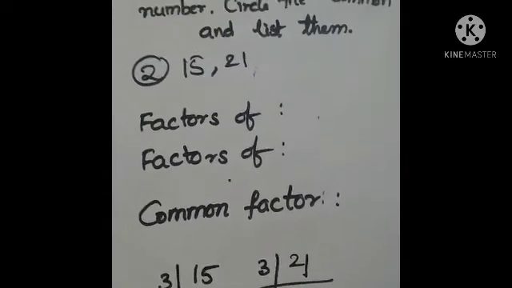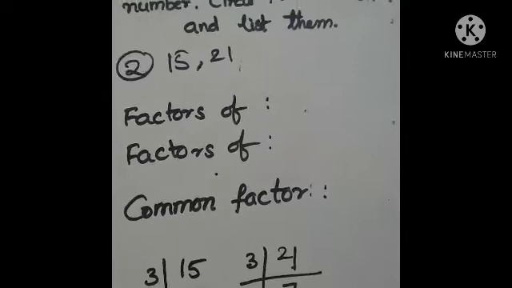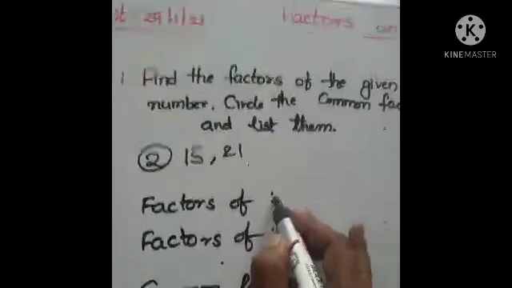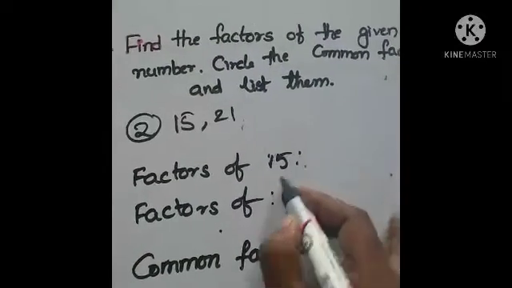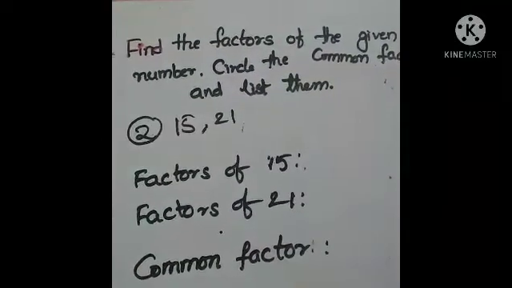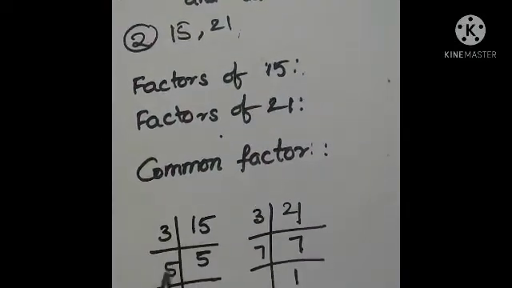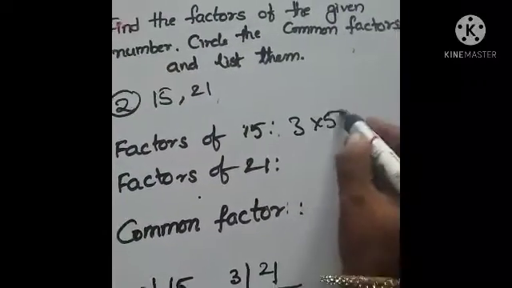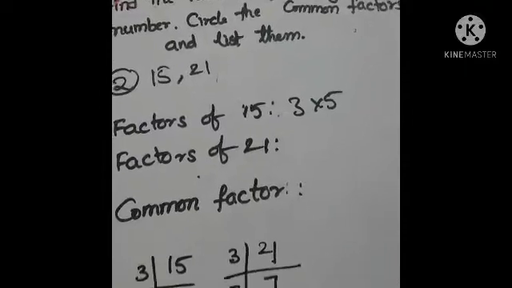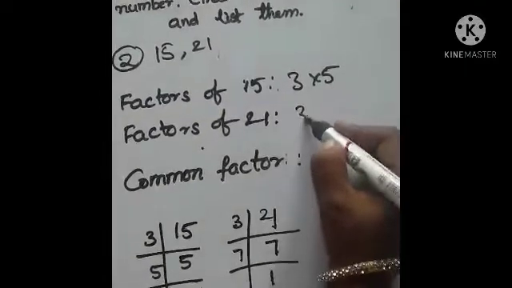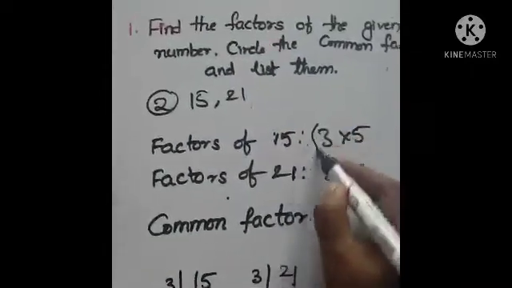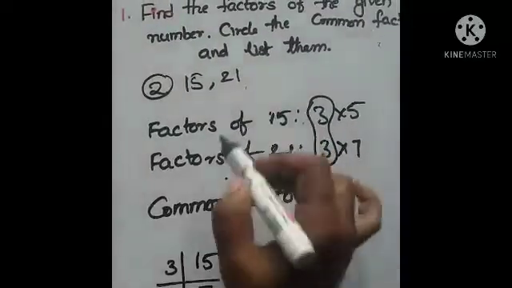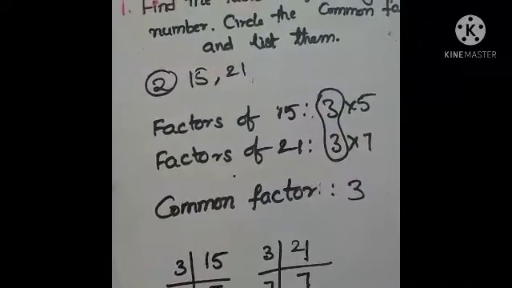So next we have to write the factors of 15 and the factors of 21. What are the factors of 15? 3 into 5, 1. Next, 21 factors are 3 into 7. What are the common factors of both numbers? 3. 3 is the common factor of both numbers.